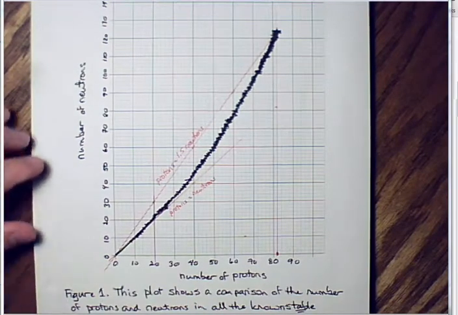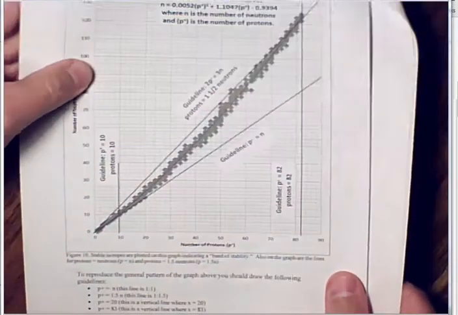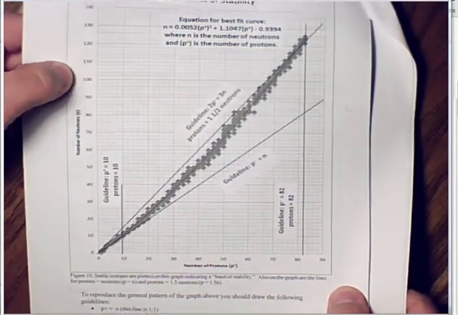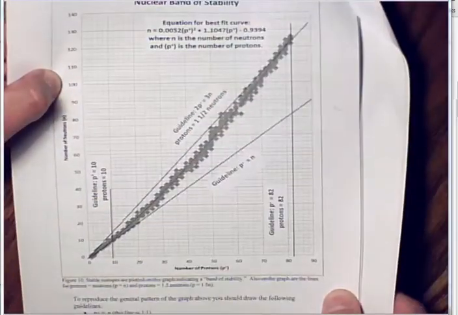So this is what the band of stability looks like. Now, if you actually were to put on a spreadsheet the protons and neutrons in the actual known stable isotopes, this is what you get. Kind of looks like what we just drew, doesn't it?